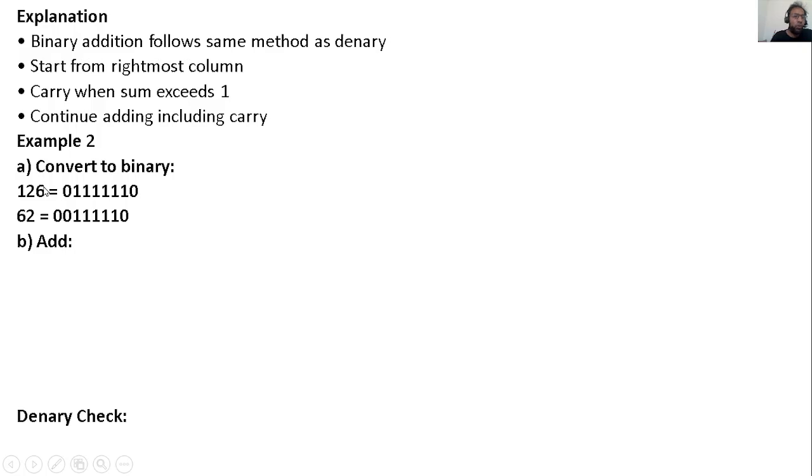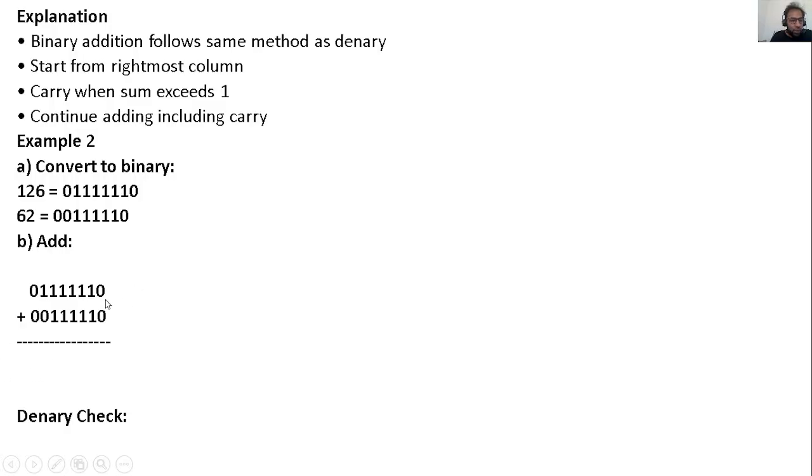If we have to add two numbers, 126 and 62, the binary of 126 is this. If you want to learn that, you can read the previous lectures to understand binary conversion as well. This is the binary form of 126 and this is the binary form of 62. 126 is a 7-bit number, so we have put a 0 to the leftmost to make it 8-bit. Similarly, 62 is a 6-bit number, so we have put two zeros in front of it. Now we are going to add them.